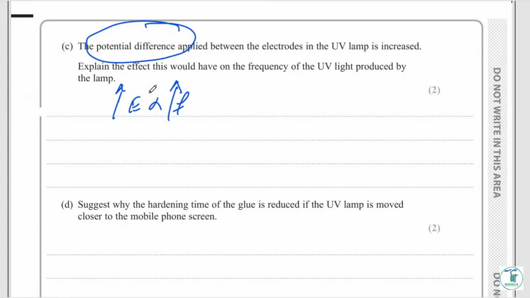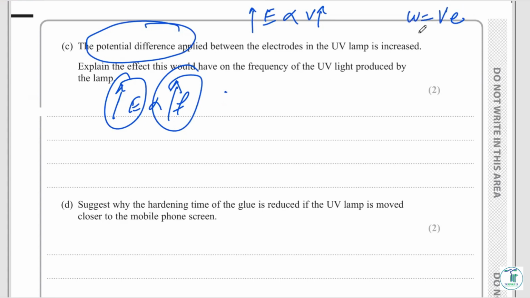E is also proportional to V as well. When you apply the voltage, the energy would increase, and the increase in energy would also increase the frequency of the UV light produced by the lamp, right? Because everybody knows that work done is also equal to VQ, right? So increasing the voltage would increase the work done on the charges. If you do more work on the charges, they would move to the higher energy levels. And when they de-excite to the lower energy levels, they would emit photons with a higher energy, meaning thereby the higher frequency. So the frequency of the UV light would increase, right?